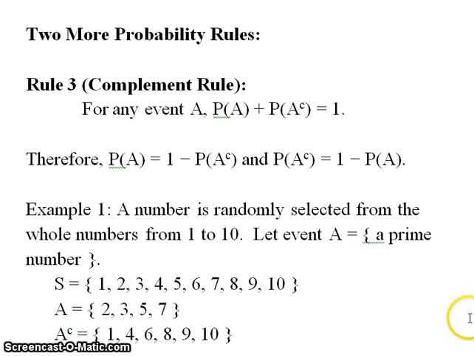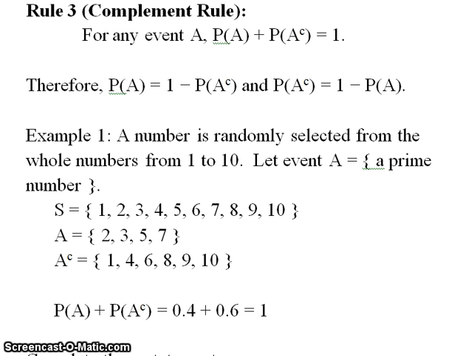Now the probability of A you can get by counting. There are 4 outcomes in A, and there are 10 outcomes in the sample space. So the probability of A is 4 out of 10. In A complement, there are 6 outcomes, and so the probability of A complement happening is 6 out of 10. So the probability of A plus the probability of A's complement is 0.4 plus 0.6, which is equal to 1.